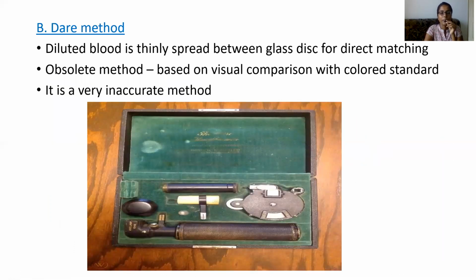So the second method is the Dare method. This is not commonly used because it is an early method, used in the 1930s. Nowadays, this is not used. Here, diluted blood is thinly spread between glass discs for direct matching, and it is an obsolete method. The device used for matching the color is called the Dare hemoglobinometer. So this is a Dare hemoglobinometer, which is used to compare the color formed on the disc.